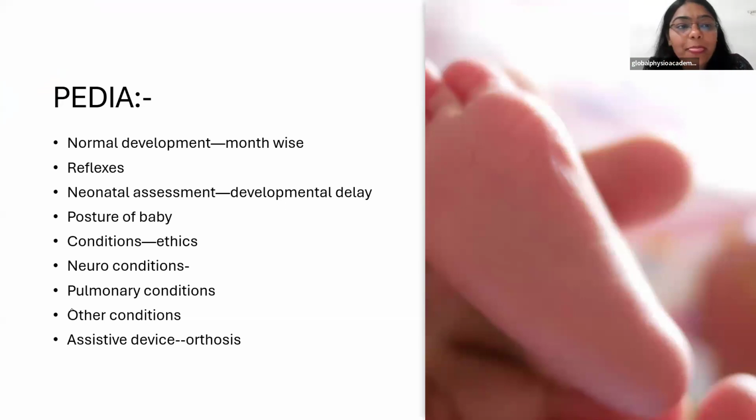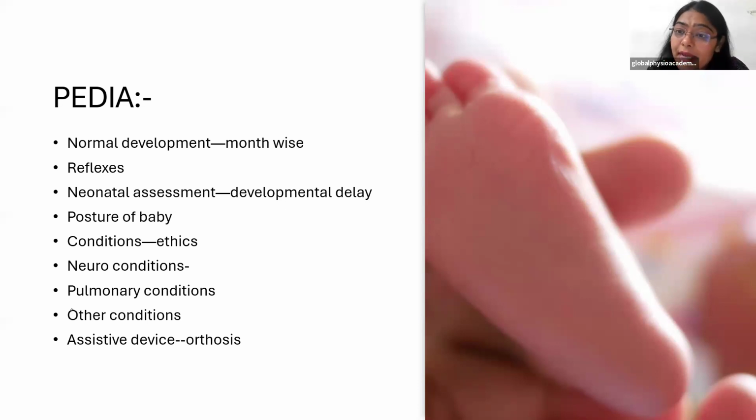Next, pedia. Pedia, again, normal development, which is month-wise. 1 month, 2nd month, 4 months, 6 months, 8 months, 1 year, 2 years, 3 years, and 5 years. Up to 5 years, we have to remember. Normal development, reflexes, neonatal assessment, developmental delay, particularly in pedia, abnormal, like delayed babies and posture.